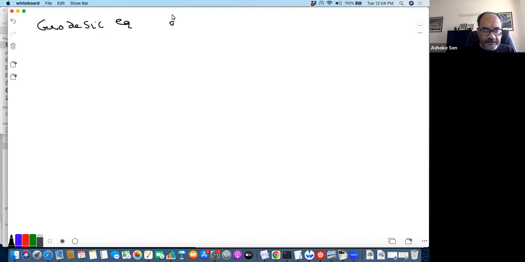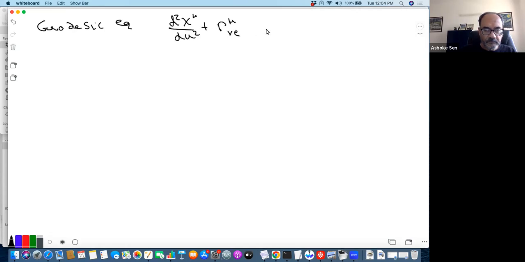It was something like d²x^μ... right? This was a geodesic equation. So this tells us how a particle moves under the influence of gravity or in a curved space. The parallel transport equation was an equation for a tangent vector.